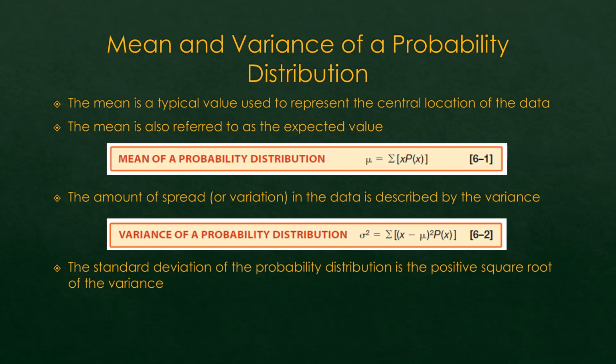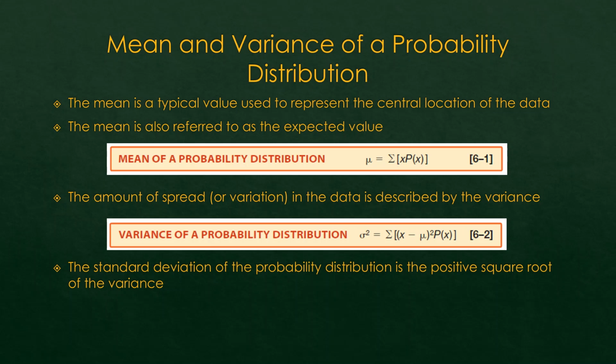So the mean is typically the value that's used to represent the central location of the data. We are still talking about the actual values. We're not talking about the percentages or the probabilities. We're talking about the mean of the values. Okay. So the mean is also referred to as the expected value, what you actually expect the outcome to be.